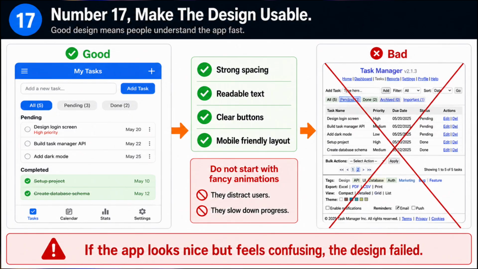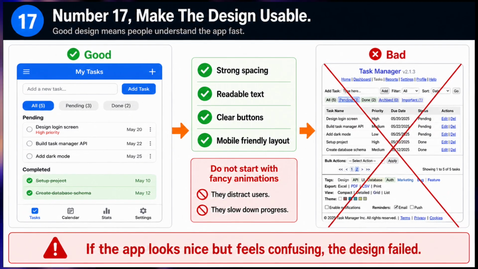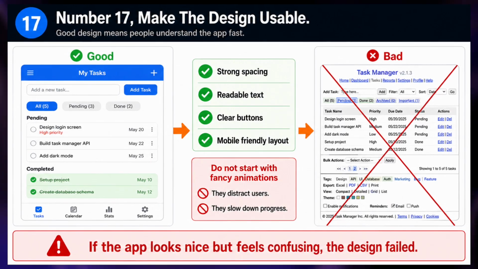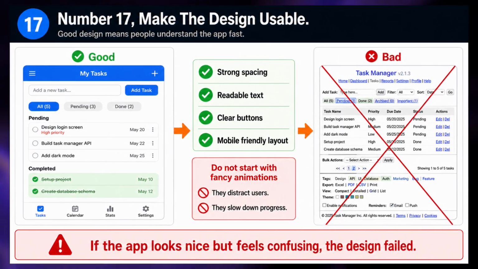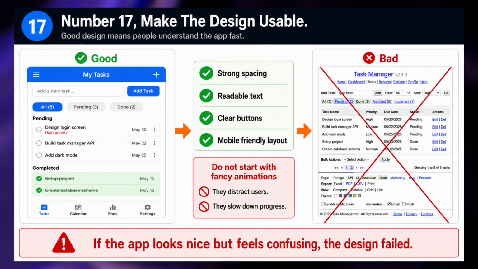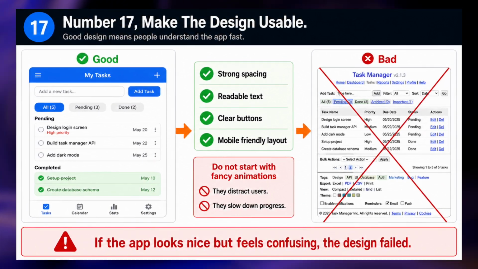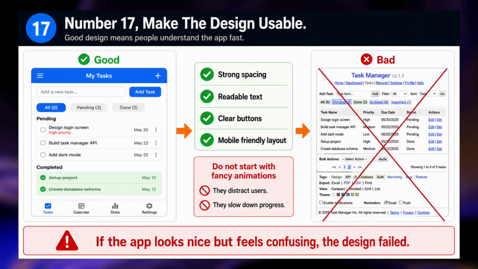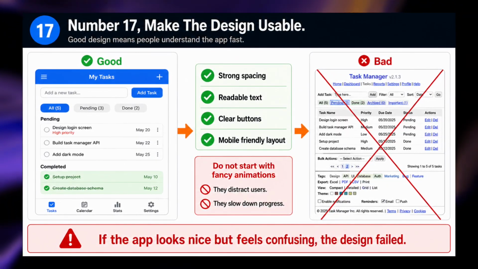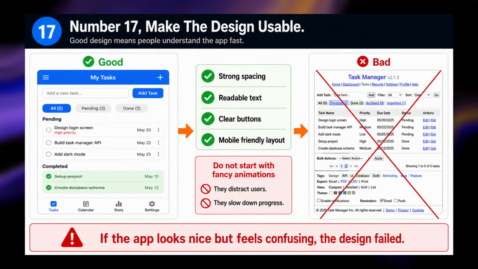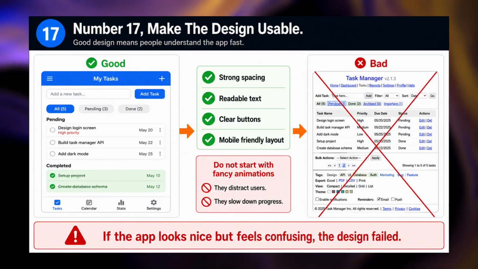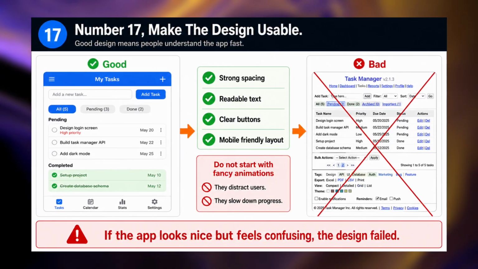Number 17. Make the design usable. Design is not only colors. Design is whether someone can understand the app in 3 seconds. Ask Claude to create a clean layout with strong spacing, readable text, clear buttons, and a responsive design for mobile. Do not ask for fancy animations first. Smooth design comes from clarity. The input should be easy to see, completed tasks should look different, and important actions should be obvious. If the app looks nice but is confusing, the design failed.